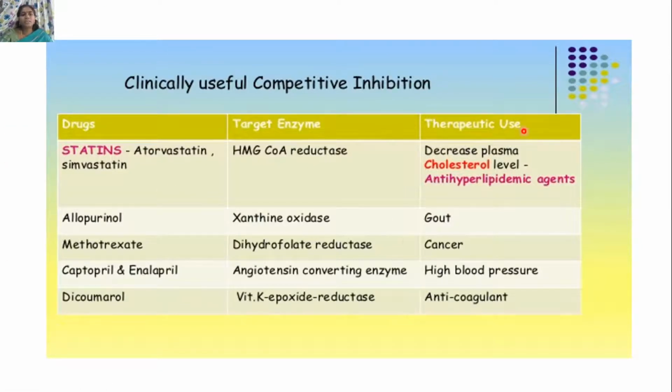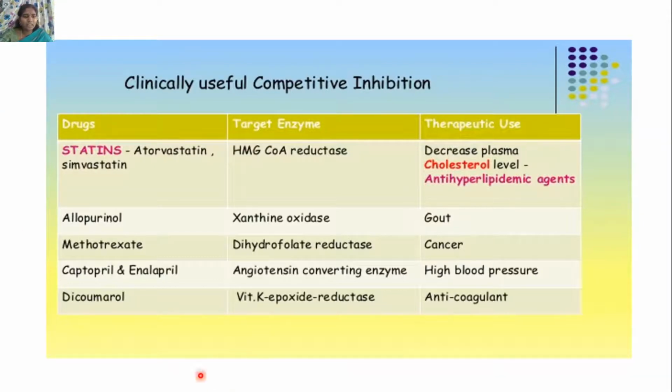Which competitive inhibitors are applied for therapeutic use? Statins like atorvastatin and simvastatin target the enzyme HMG-CoA reductase. The therapeutic use is to decrease plasma cholesterol level, and they are also used as anti-hyperlipidemic agents. Second one is allopurinol. It is a drug whose target enzyme is xanthine oxidase, used in the treatment of gout. Methotrexate's target enzyme is dihydrofolate reductase. It is used in the treatment of cancer.